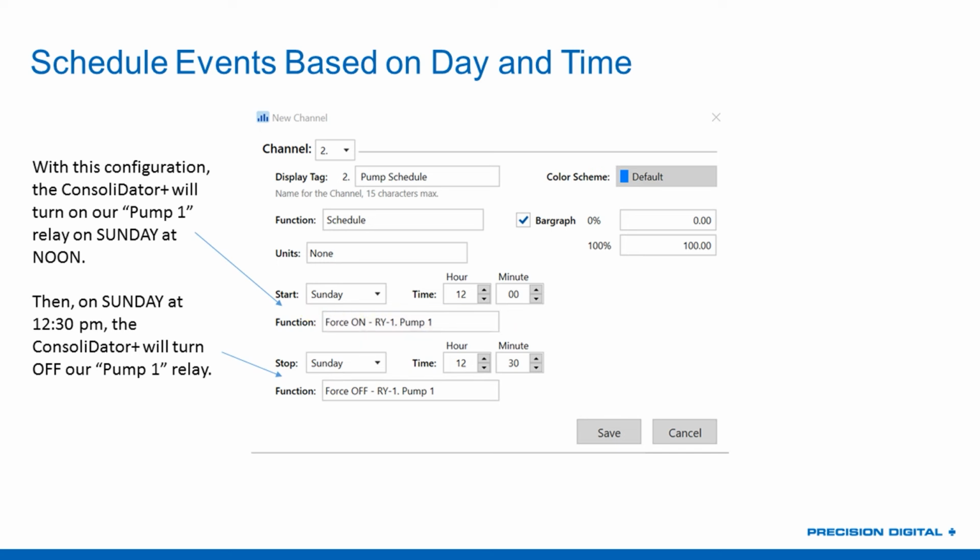Now, unless I actually put a stop parameter here, it would just leave that pump on forever and ever. So what we want to do is tell it when to stop. And so we want it to stop on the same day, on Sunday.